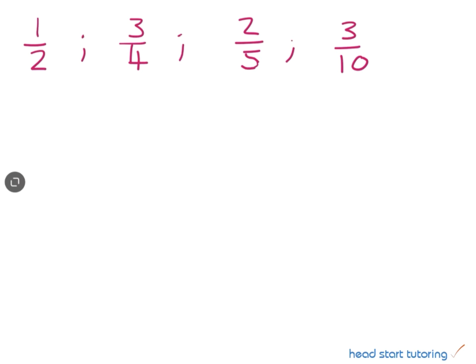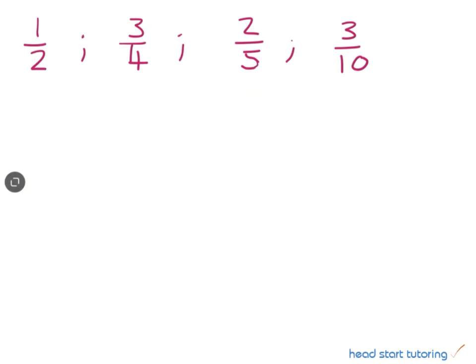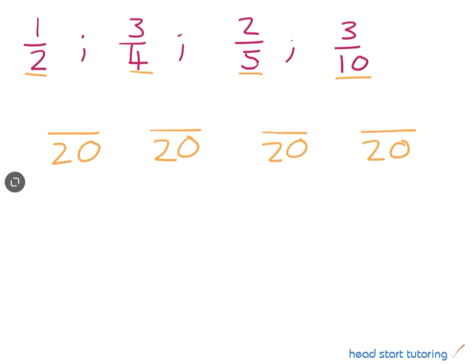If I was asked to order these fractions in ascending order, what I need to do before I start comparing each of these fractions is to find a common denominator for all of them. So we need to find an LCM for 2, 4, 5, and 10. So we will find that 20 is our LCM for all 4 of these numbers. So 20 will be our denominator for each of these numbers in order to compare them.